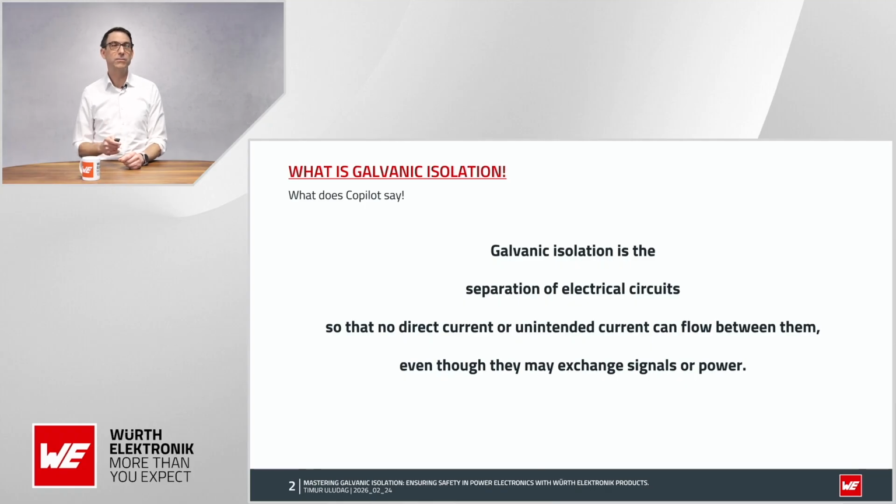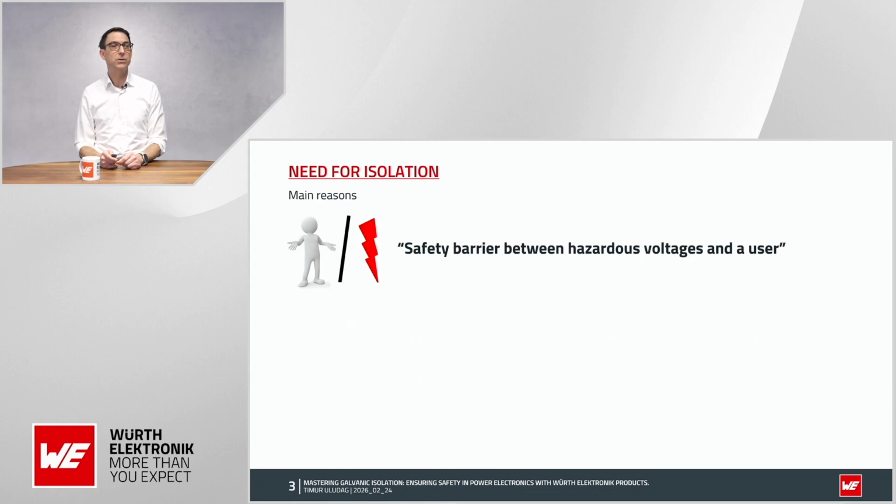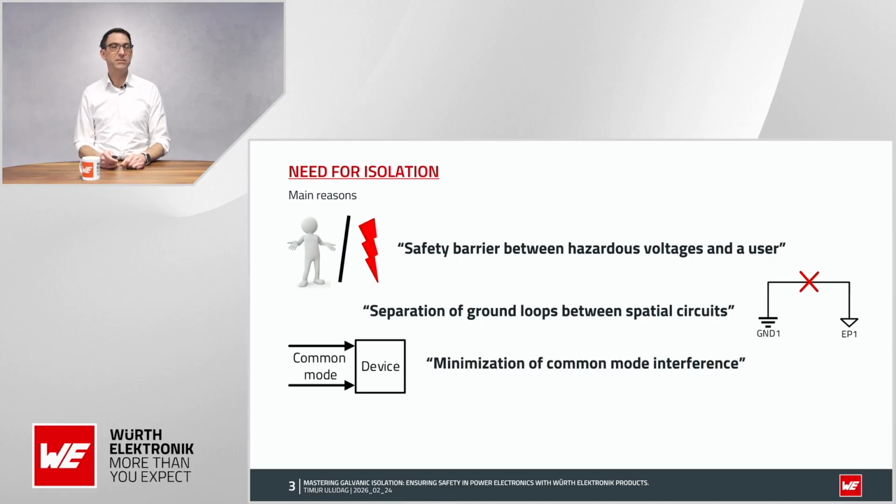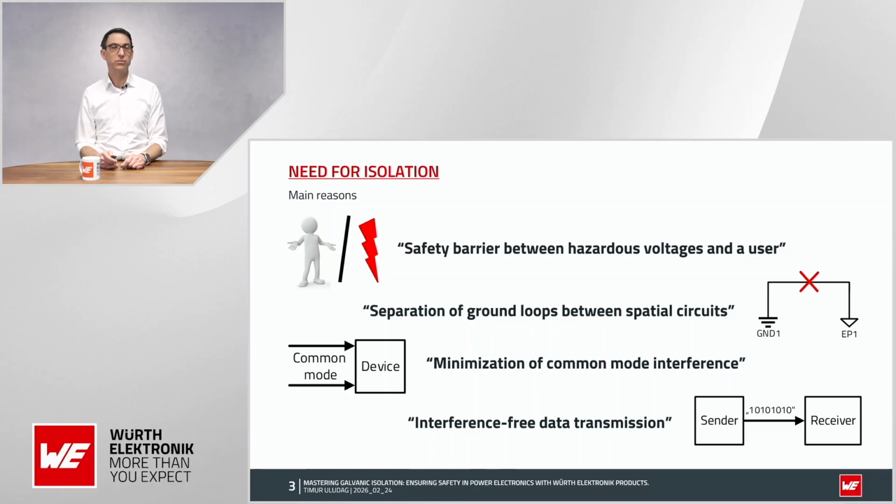Why do I need a galvanic isolation? For safety barrier between hazardous voltages and the users, as obvious. Separation of ground loops between spatial circuits. Minimization of common mode interference. And interference-free data transmission.